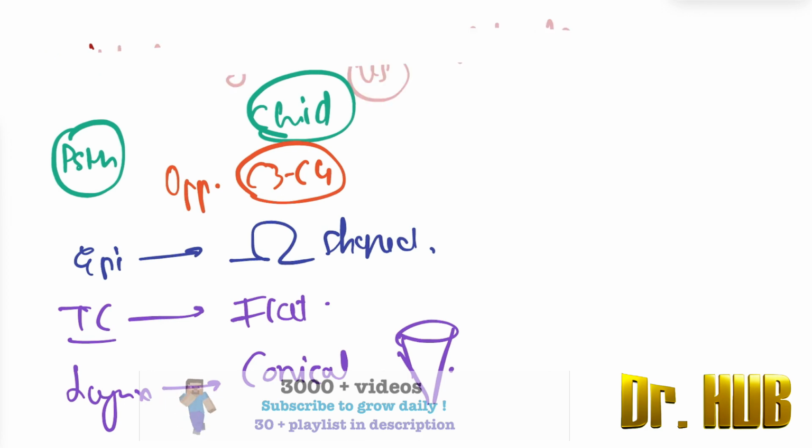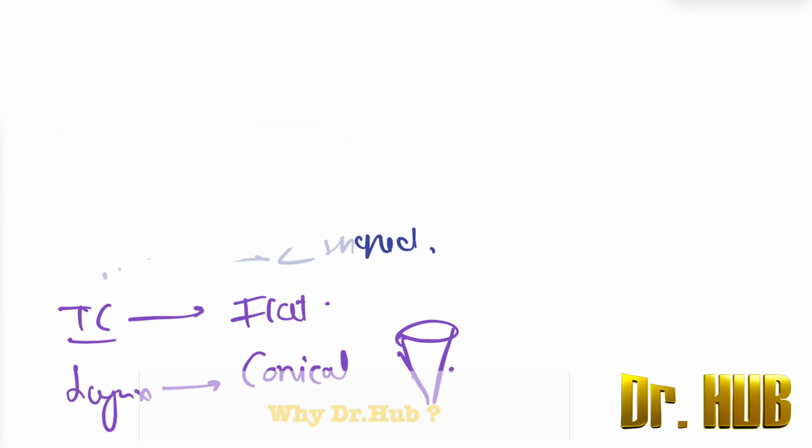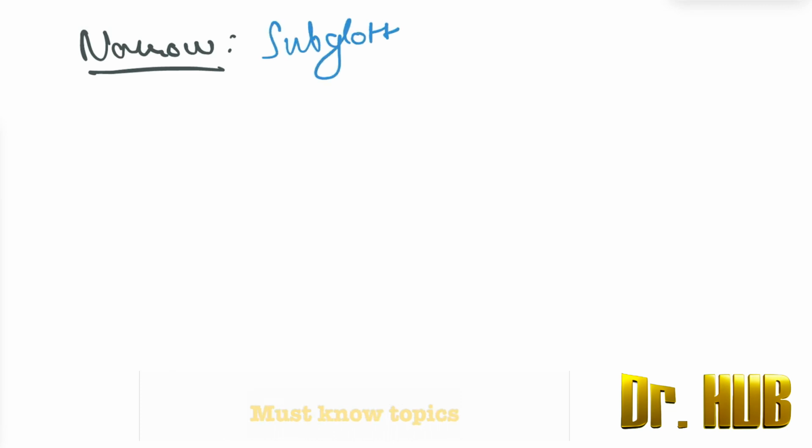Then comes the most narrow part in case of the child. So looking at the narrow part, the most narrow will be that of the subglottis. It will be the subglottis.